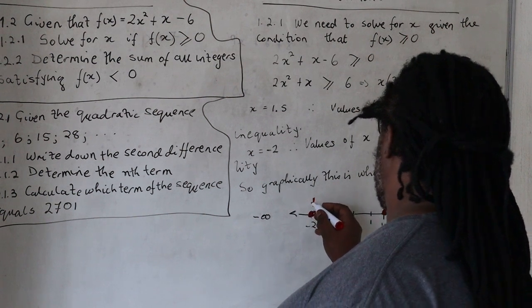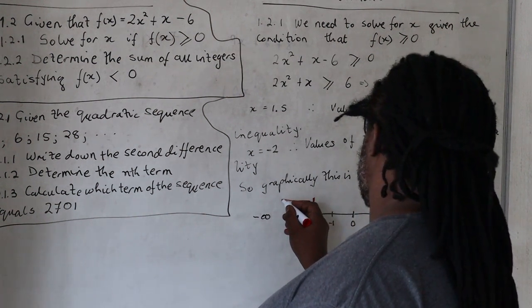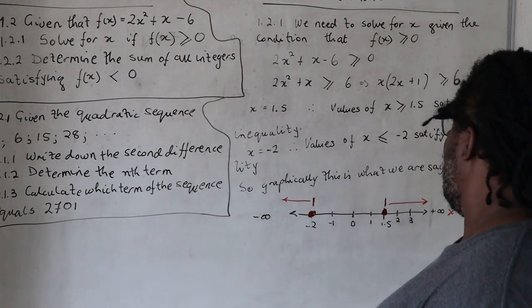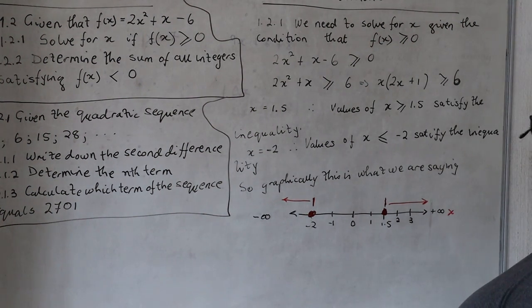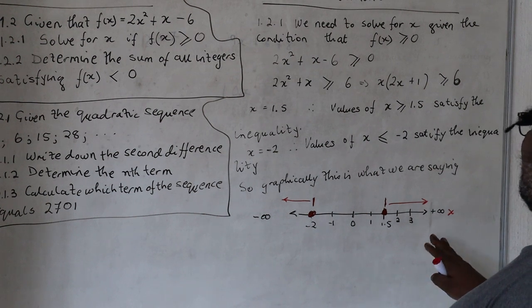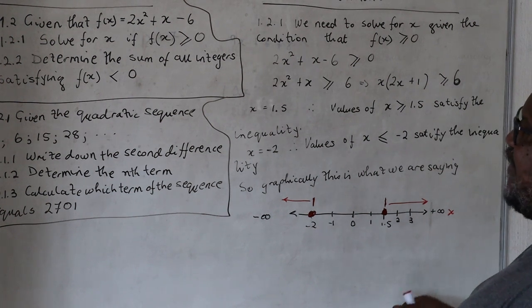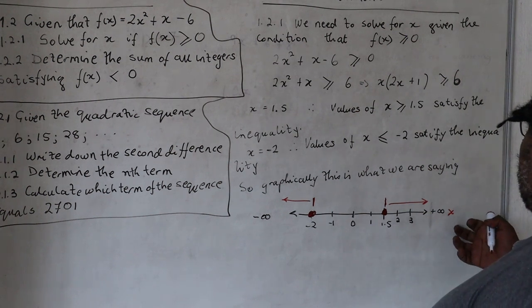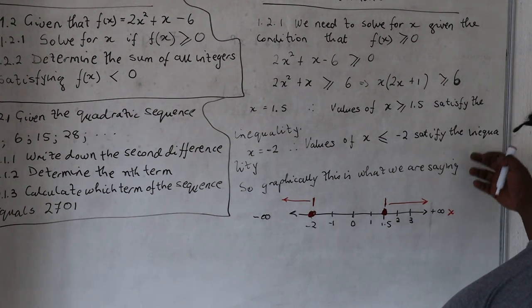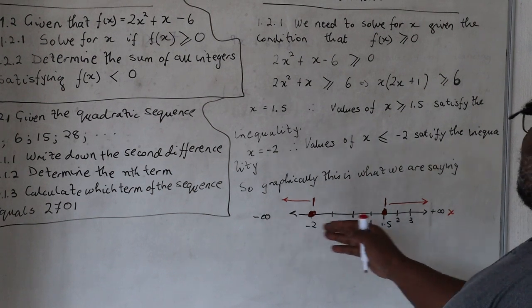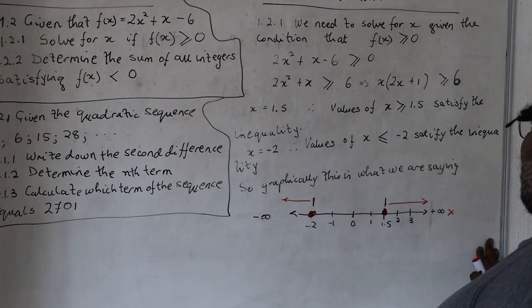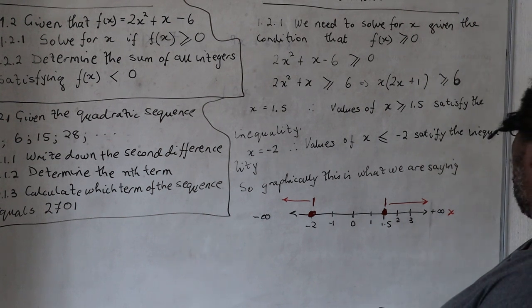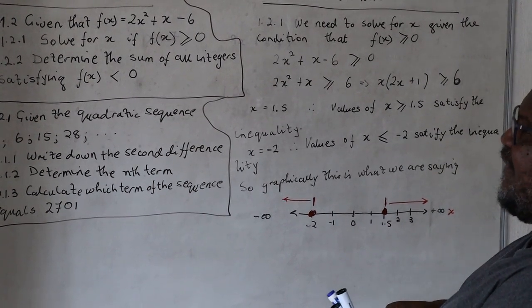So we put a solid circle there. And then we say anything that is less than minus 2 satisfies the inequality as it is given. So this is our solution to 1.2.1, and indeed, if you substitute all these values as indicated on the number line, you will see that they satisfy the inequality.